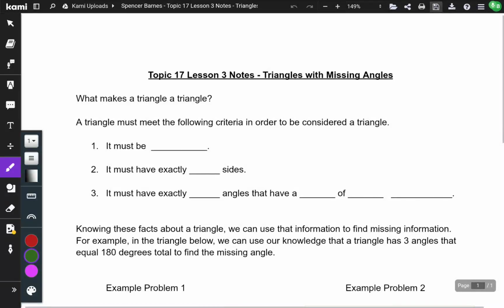This is topic 17, lesson 3 notes, triangles with missing angles. So first we need to know what makes a triangle a triangle. Now you may think, I know what a triangle is, but let's break down the three things that a triangle must meet in order for it to actually be a triangle.